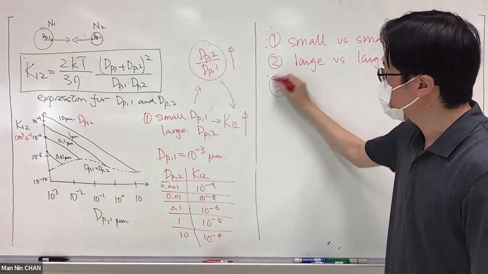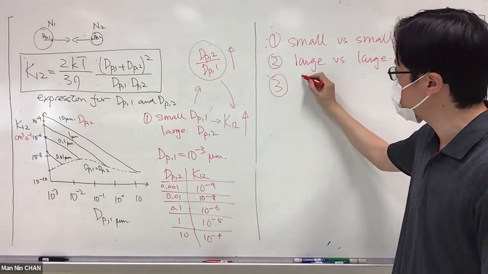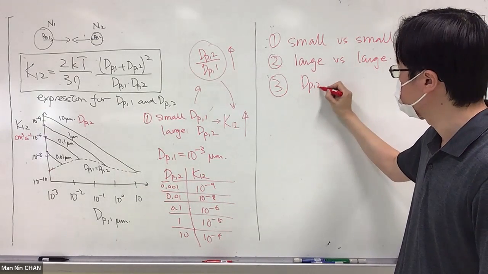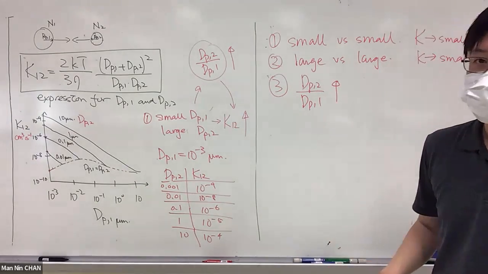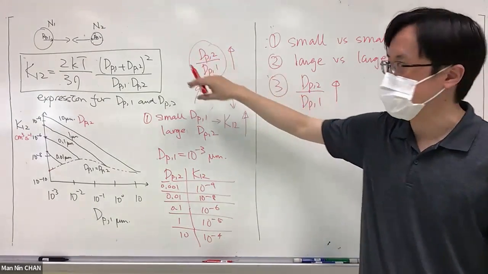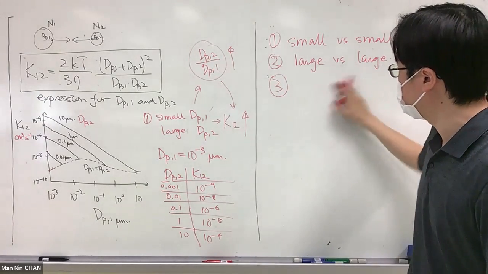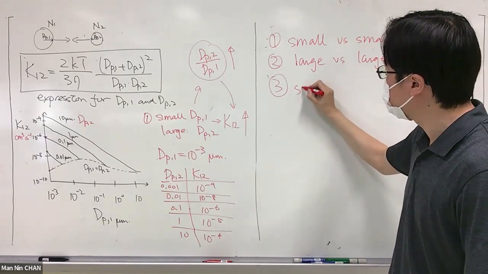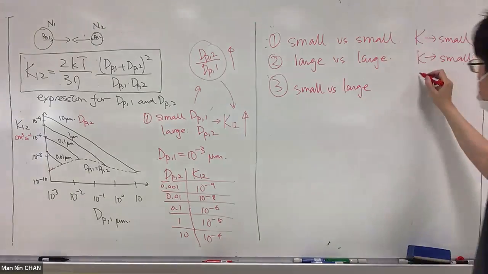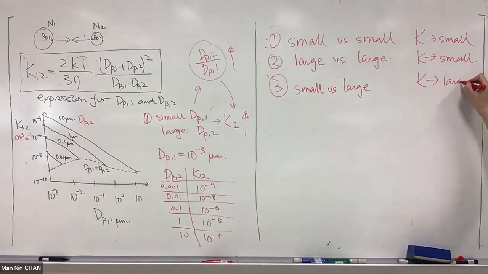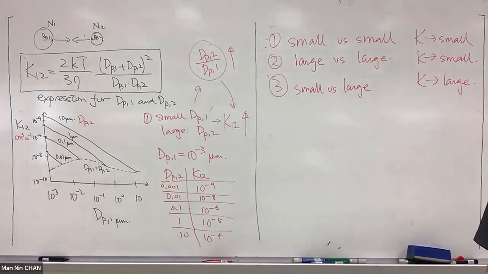Another observation: if the ratio between these two particles increases, so you have a larger size difference, that means you have something like small versus big, then your K value is large. So this is about the observations. Now we want to see why this happened and how we can explain it.